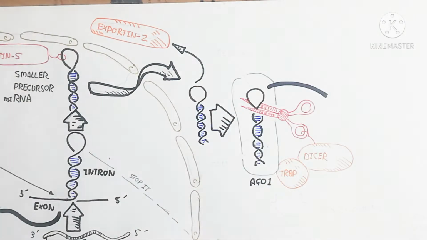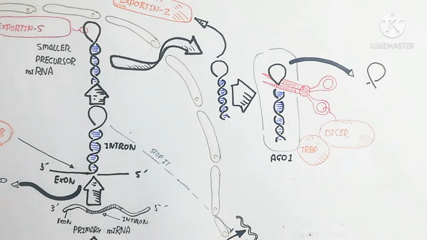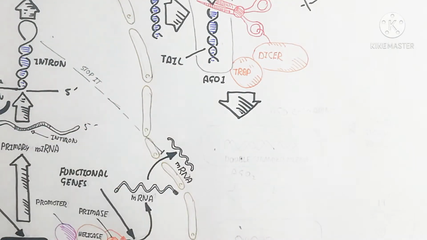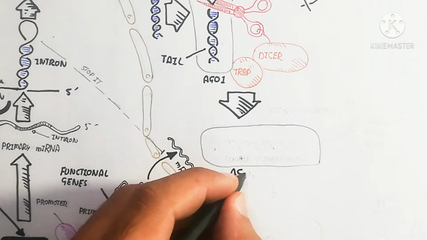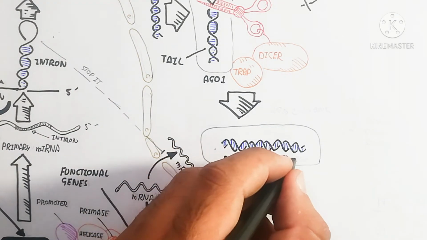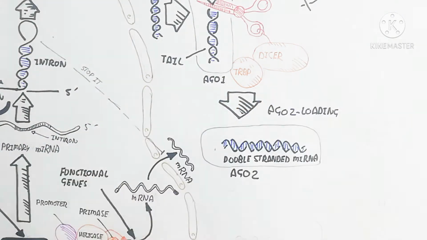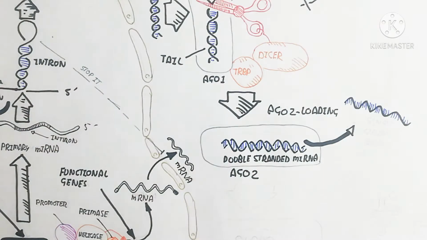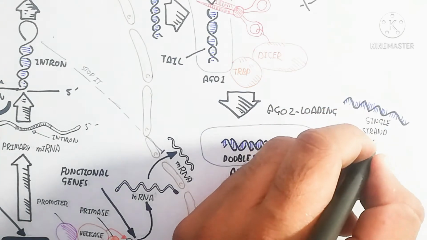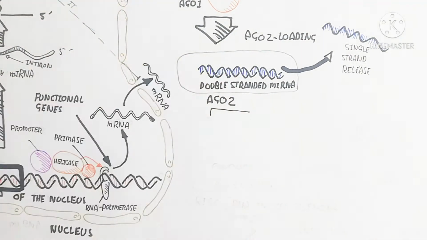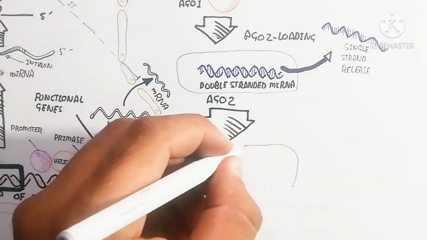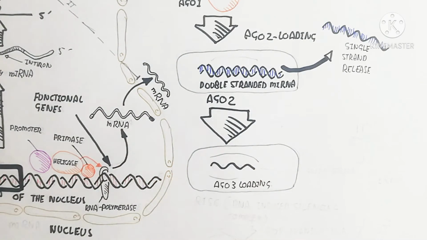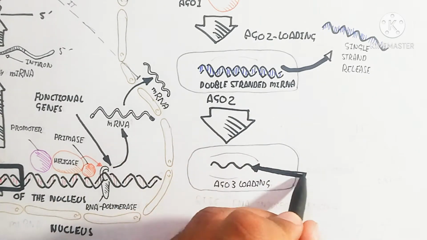So the AGO2 loading will be formed. The AGO2 loading will be attached to that double-stranded microRNA, which will be separated into single-stranded microRNA. So these single-stranded microRNAs are present. One strand will be released into the cytoplasm, while the other is in the form of AGO3 loading, which means the RISC complex. It is known as the RNA induced silencing complex.